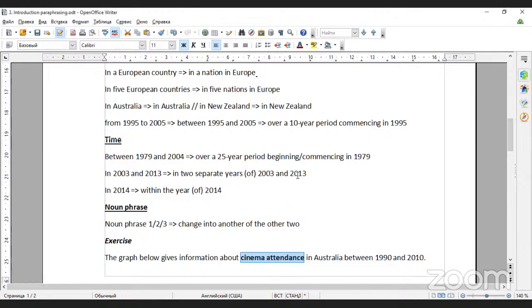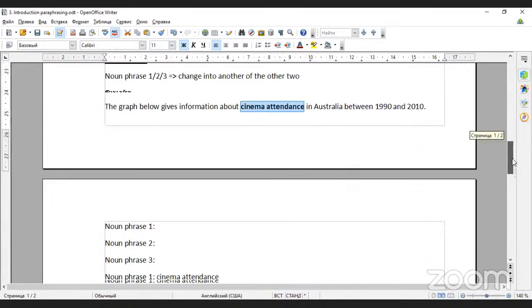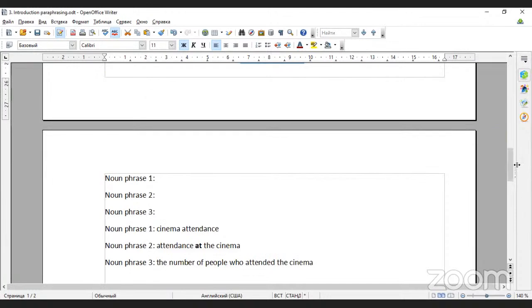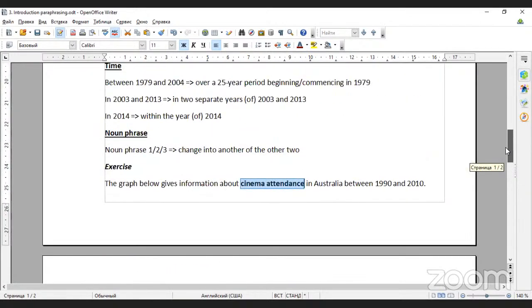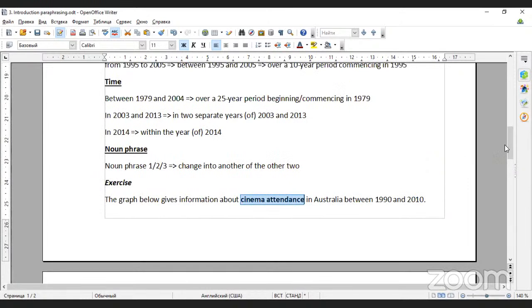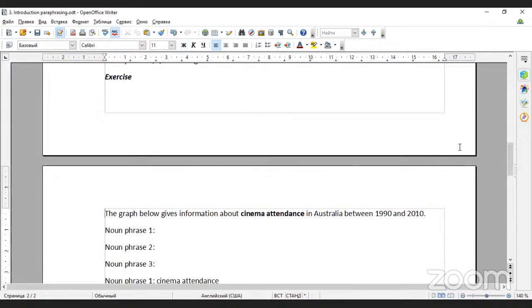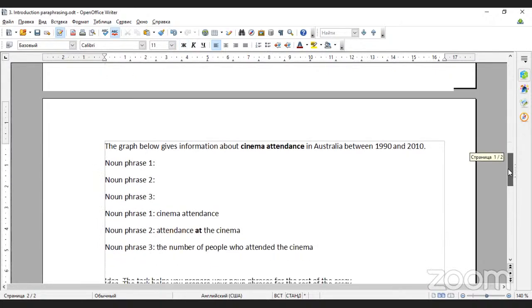Okay, now you should be careful here because of prepositions. English prepositions are very difficult. So there will be cinema attendance, attendance at the cinema, and the number of people who attended the cinema. So this is how you paraphrase that. Okay. Now, this is our introduction. And now let's try to paraphrase the whole introduction. So how would we paraphrase the whole introduction? I will also give you a minute.